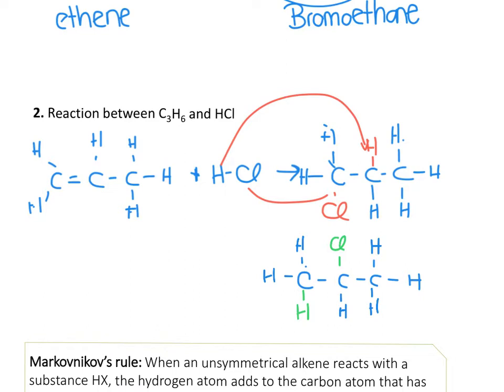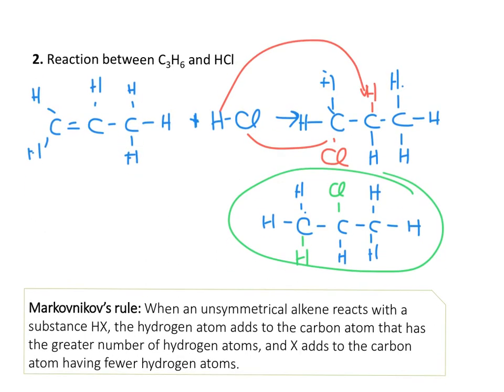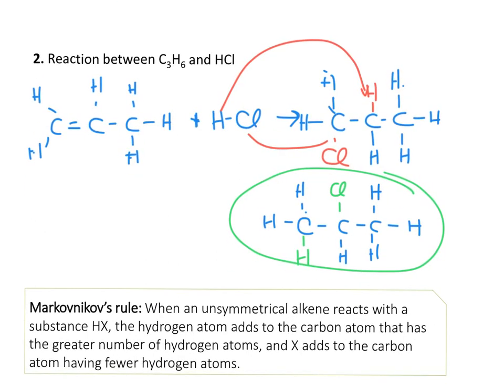So which one is it? It's this one. Okay, how do we know? Because we have a rule, and it's known as Markovnikov's rule. You don't have to know how it's stated, you just have to be able to apply it. When an unsymmetrical alkene, such as propene, reacts with a substance HX, the hydrogen atom adds to the carbon atom that has the greater number of hydrogen atoms, and the X goes to the carbon with the fewest. So what this means is hydrogen likes to be with the carbon that has the most hydrogens. Hydrogen wants to be around other hydrogen friends. That's really what we're saying.